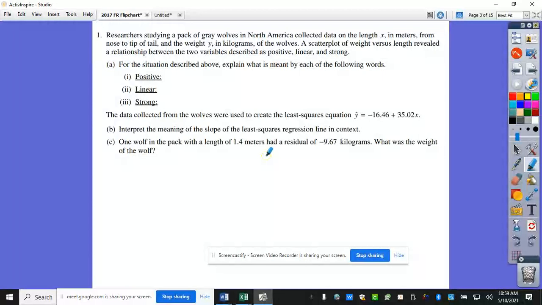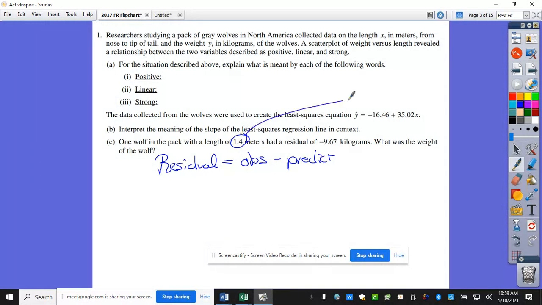And then C, one wolf in the pack has a length of 1.4 meters. With a length of 1.4 meters, had a residual of this. What is my equation for residual? Is this my observed, predicted, or neither? Neither, because that is my what? That is my X value. So I have to take my X and plug it in.